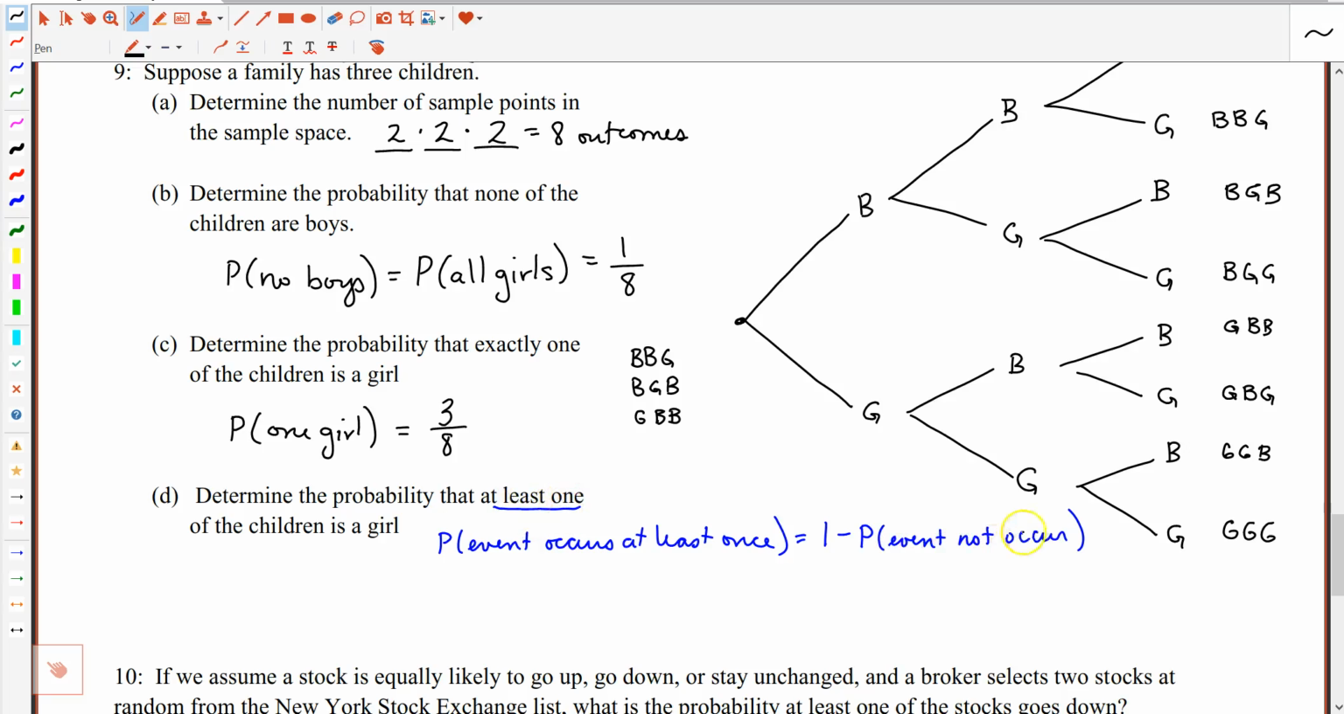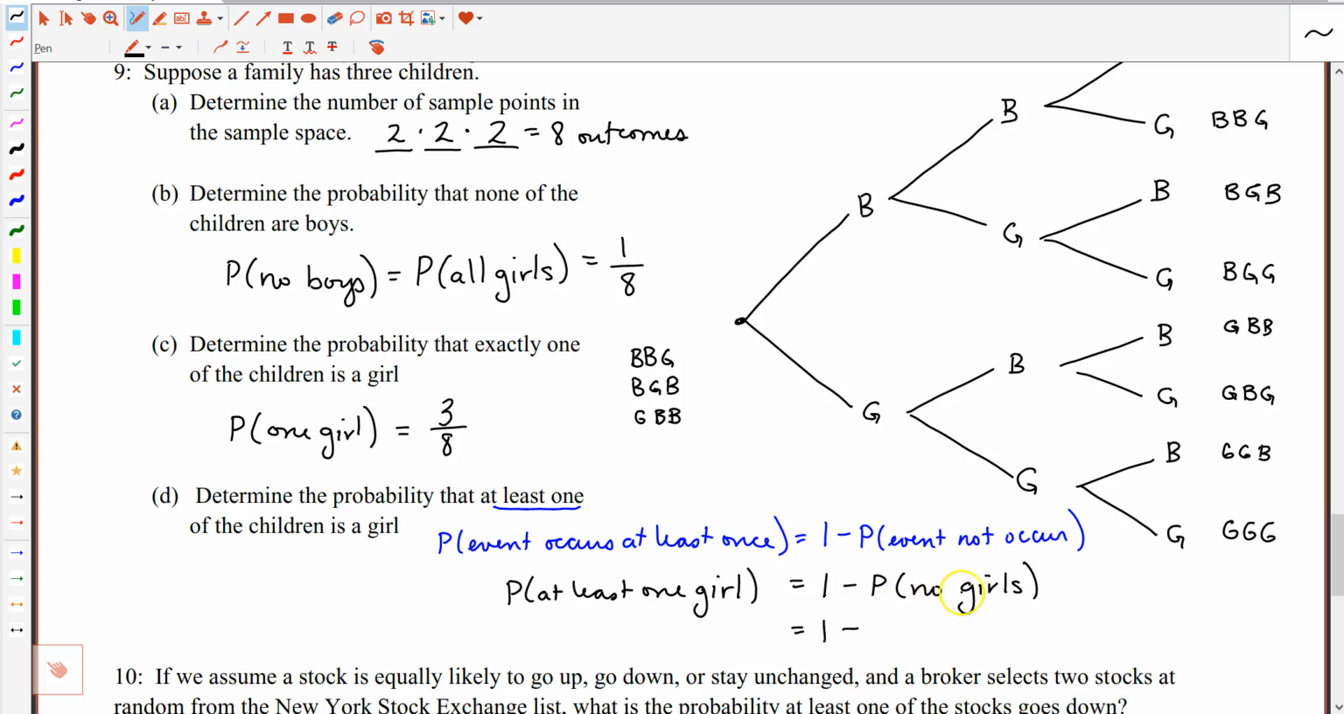So that's what this probability is going to be over here, that the event does not occur, that you don't get at least 1, you get none. So for this particular problem, the probability that you have at least 1 girl, you can find that by doing 1 minus the probability that you have no girls, that event does not occur at all. What's the probability that you have no girls?